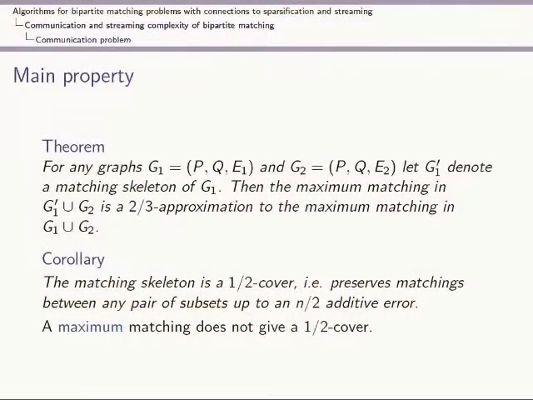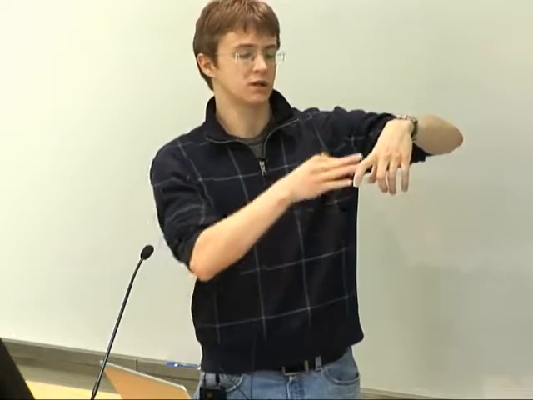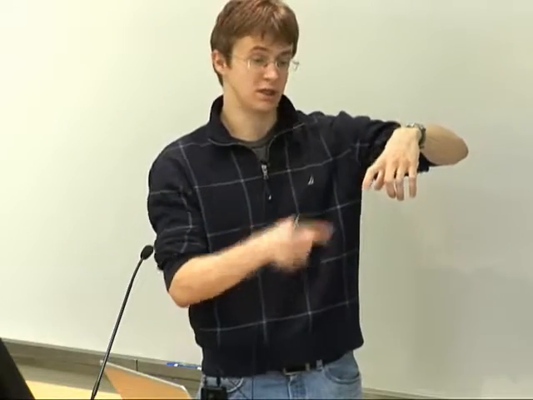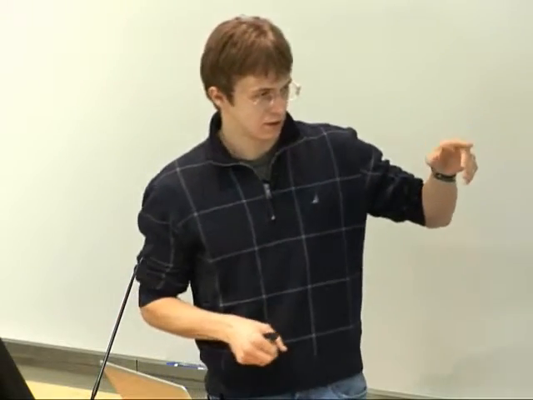So if we have a graph G, then the graph H is an epsilon cover, it's balanced in the sense that there are n vertices on each side. Now, H is an epsilon cover if the following is true. If we look at any pair of sets, A on one side and B on the other side, and calculate the maximum matching between these sets in G and in H, and we compare them, the maximum matching in H should only be at most an epsilon n additive term smaller. Yeah. So in this case, we get this property with the 1/2, so we preserve these matchings up to n over 2 additive term.